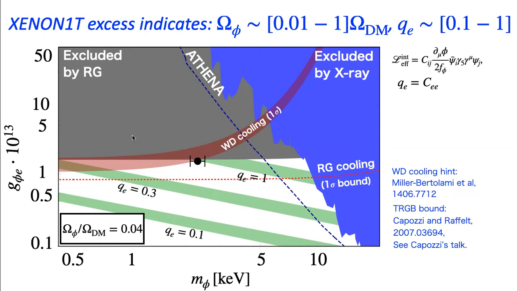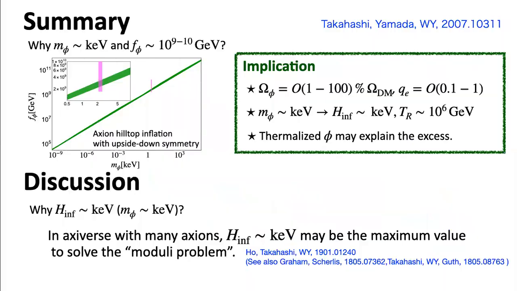So from these two figures, we can find that the XENON1T excess indicates the abundance of the inflaton should be within 0.01 to 1 times the dominant dark matter, and the PQ charge of the electron is from 0.1 to 1. Okay, this is the end of my talk.